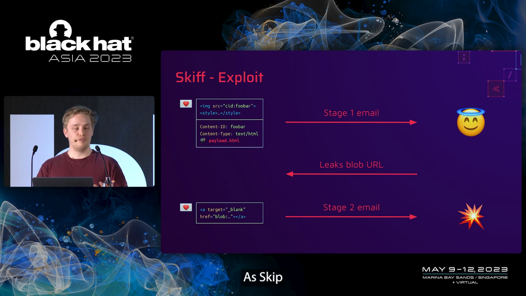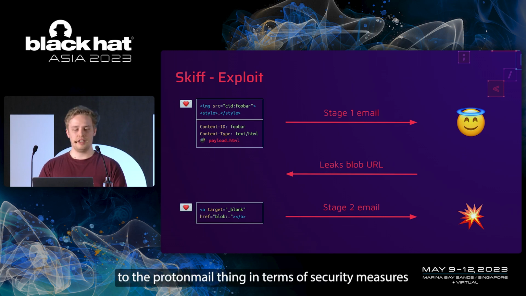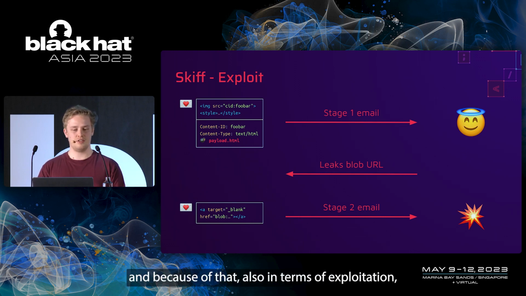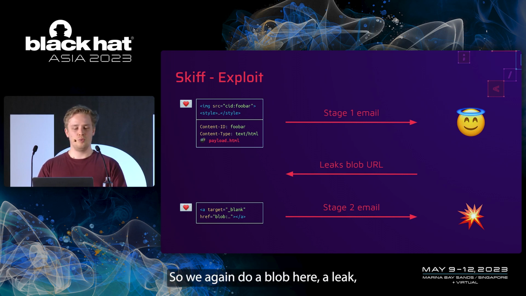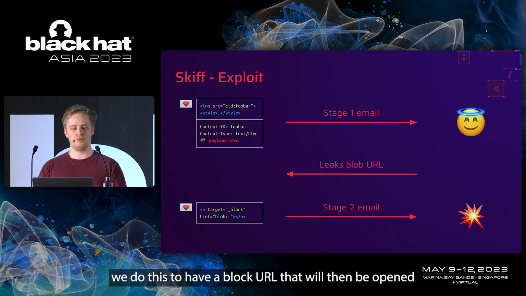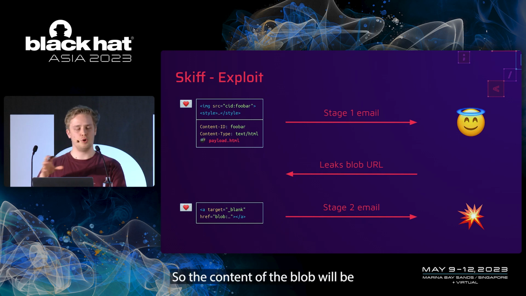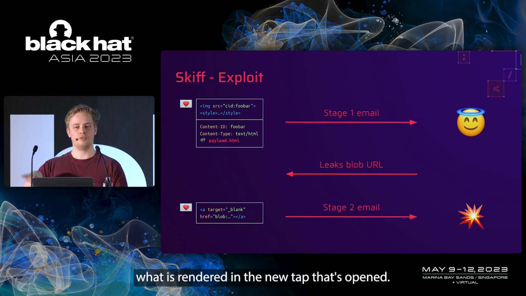So yeah, as Skiff is pretty similar to the ProtonMail thing in terms of security measures, and because of that, also in terms of exploitation, we can already see how it works. So we again do a blob URL leak. Although we didn't have blob URLs allowed in the script source, we do this to have a blob URL that will then be opened upon click. So the content of the blob URL will be what is rendered in the new tab that's opened.